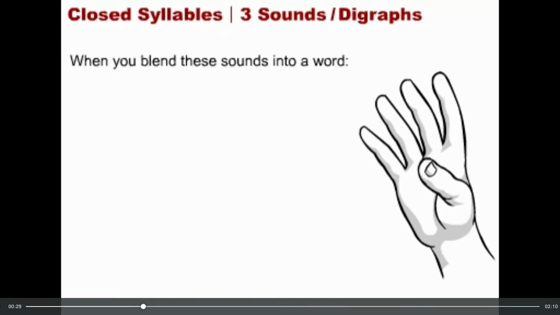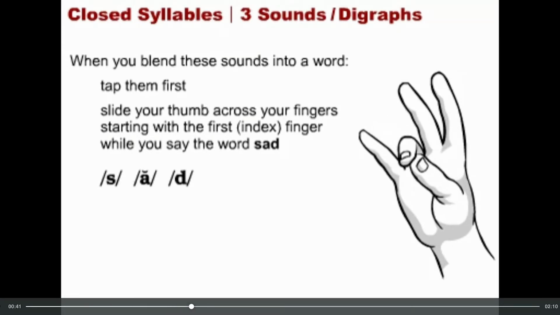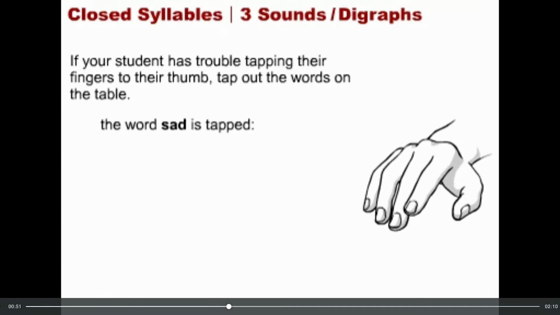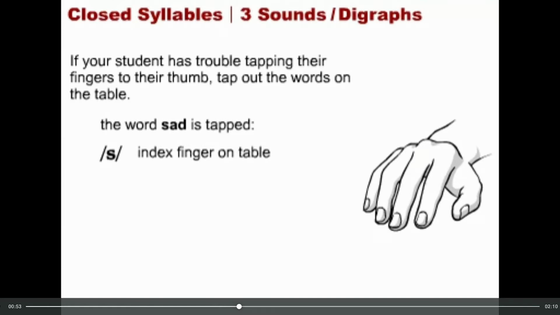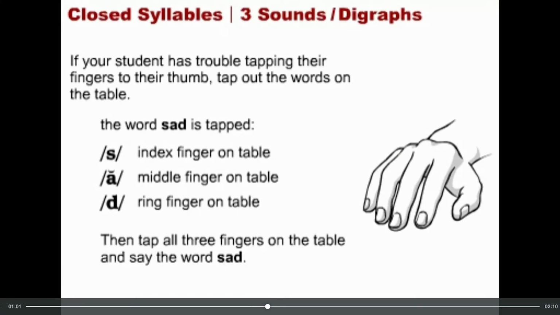When you blend these sounds into a word, tap them first, then slide your thumb across your fingers, starting with the first or index finger, while you say the word sad. S, a, d, sad. If your student has trouble tapping their fingers to their thumb, tap out the words on the table. The word sad is tapped s, index finger on the table, a, middle finger on the table, d, ring finger on the table. Then tap all 3 fingers on the table and say the word sad.